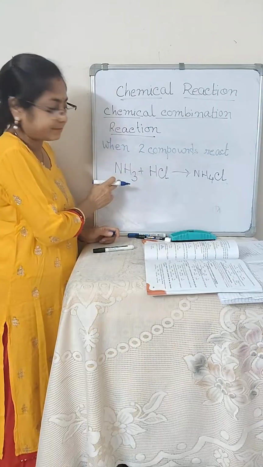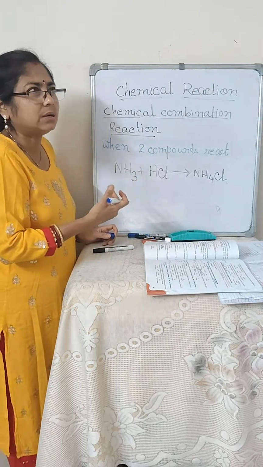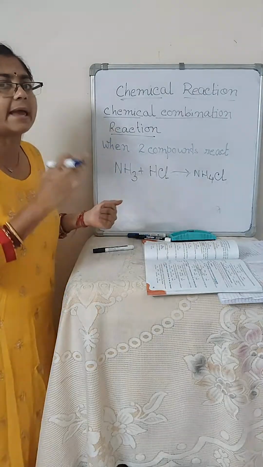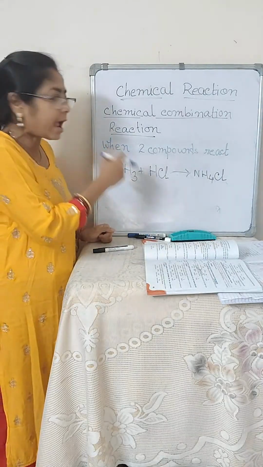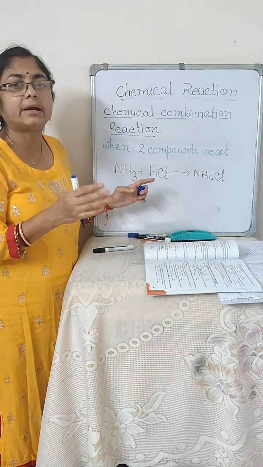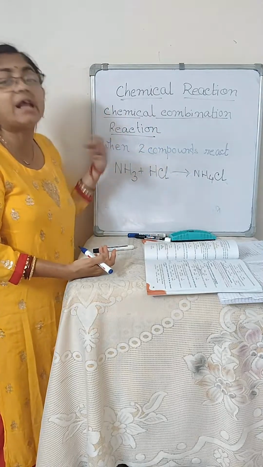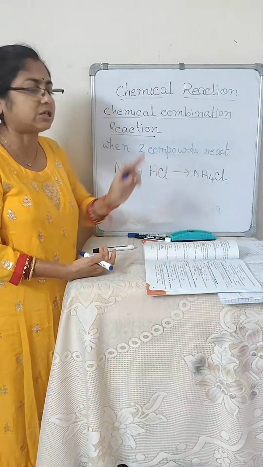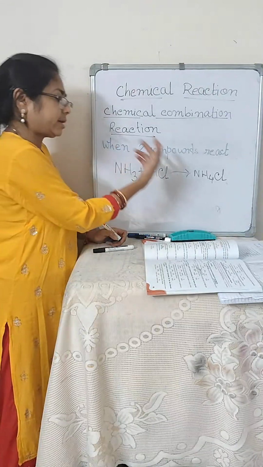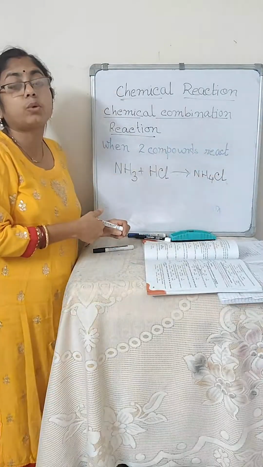There is a gas. This has a pungent scent, means ammonia's scent is like urine scent, pungent scent. And when ammonium chloride is prepared, no scent is there. So it is odorless. So smell change is the second characteristic. Third characteristic, it is a gas and it is also a gas. Two gases participate and ammonium chloride is a solid.